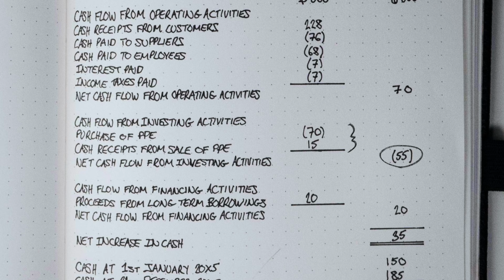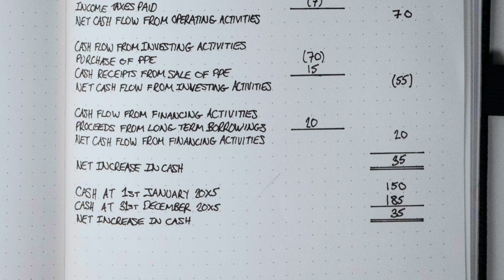Cash flow from investing activities is an important section of the cash flow statement because it can significantly offset the cash flow generated from operating activities. Last up, we have cash flow from financing activities. And don't worry, we've got all that hard work out of the way. This section's going to be quick. Financing activities relate to transactions involving a business's owners or lenders. In this case, we're dealing with lenders because we have proceeds from long-term borrowings of $20,000.